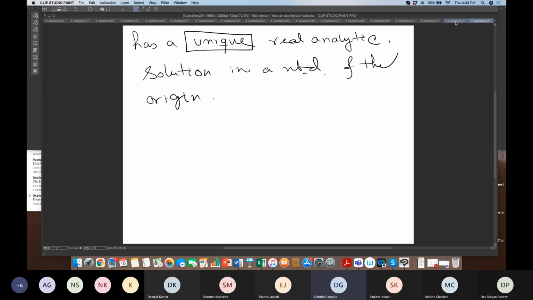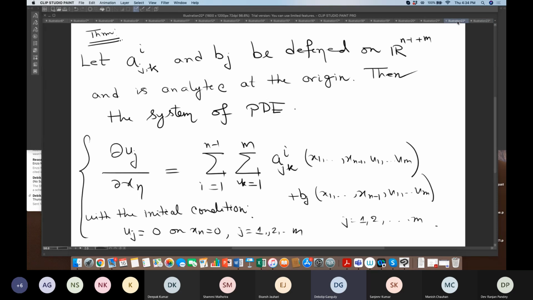It is the same statement, but now life is complicated. We were doing this for a single ODE, u prime of t equal to f of u, t. Instead, here we now have ∂u/∂xn with u_j, j equal to 1 to m. So there are m ODEs, a system of ODE. So your capital U vector is nothing but u1, u2, up to um.